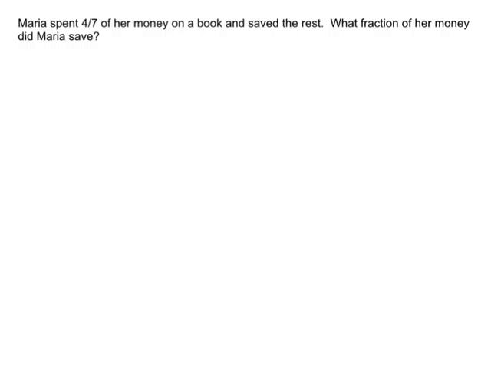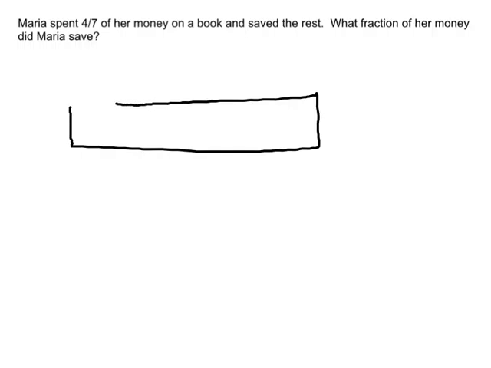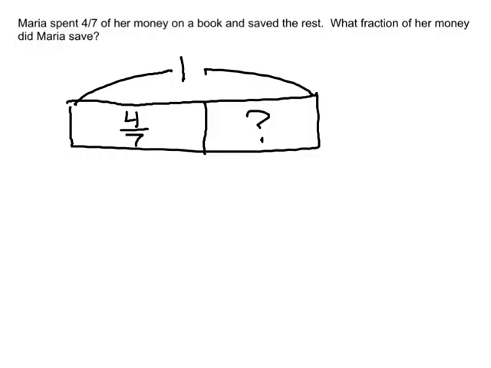In this problem, Maria spent 4/7 of her money on a book and saved the rest. What fraction of money did she save? Well, let's look at this. Here is the amount of money, her total amount of money that she had. And she spent 4/7 of that money. This is how much we have left.